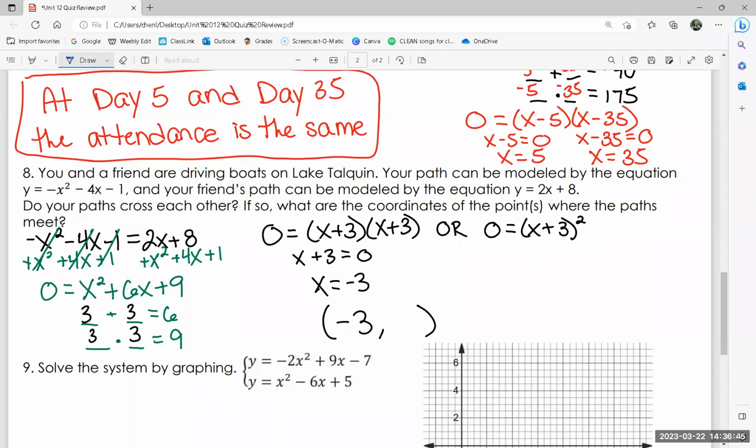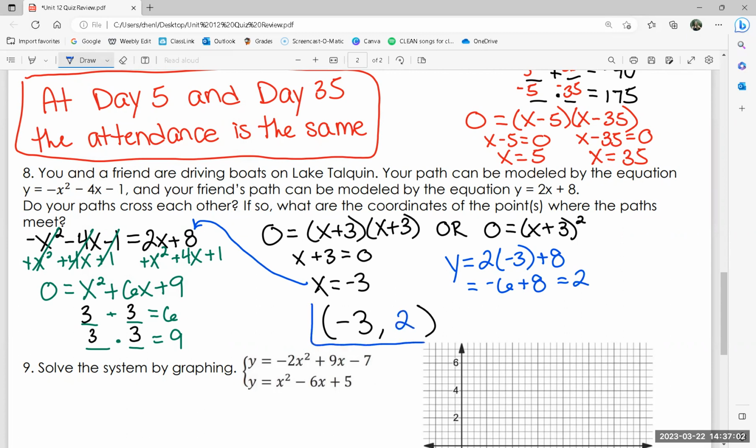To me, I would rather plug it back into my linear function, which was that 2x plus 8. So we'll have y equals 2 times negative 3 plus 8. So that would be a negative 6 plus 8, which is equal to a positive 2. And that makes this my final answer.